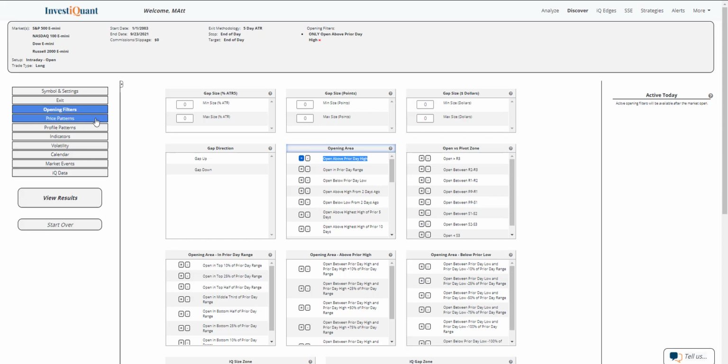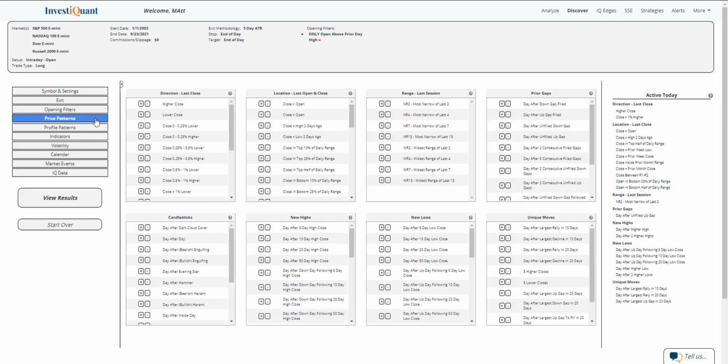Then I can go to the price patterns library, and I can add the context around yesterday being a rally off of recent lows. To do that, in the price pattern library, in the new lows section, there's a pattern called day after update following a 20-day low close. It's also available right here and active today. I'm going to click on it. That's a pattern where you close at the lowest closing price of the past 20 days, and then the next day you get an up day.